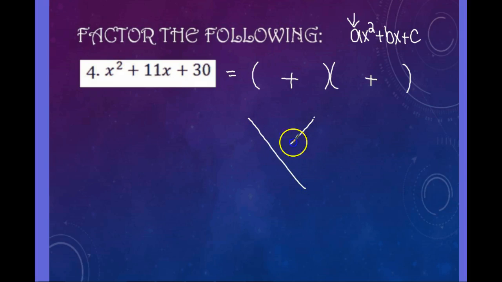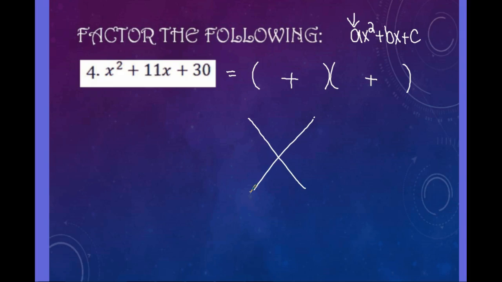Now, here's why we had the homework we had last night. Last night in your homework, you had 2 numbers here that multiplied to give you your number here, and added to get you this number here.